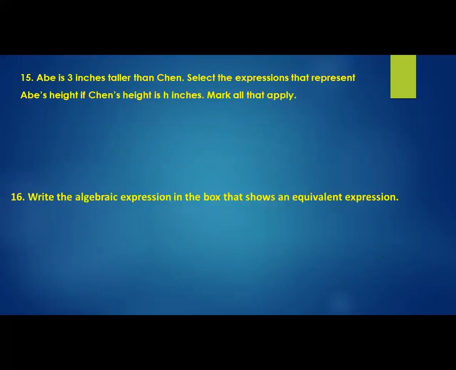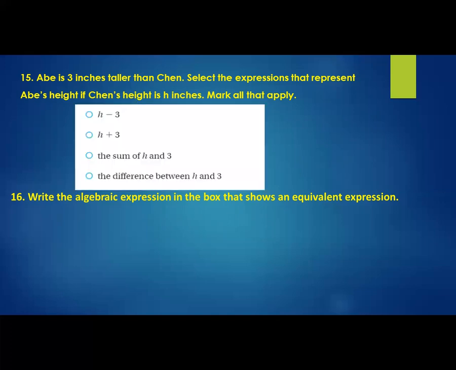Abe is 3 inches taller than Shen. Select the expression that represents Abe's height if Shen's height is h inches. Mark all that apply. So Abe is 3 inches taller than Shen and Shen is h. Which one shows Abe's height? h plus 3, and also one more, the sum of h and 3. So there are two answers. One is h plus 3 and the second one is the sum of h and 3.